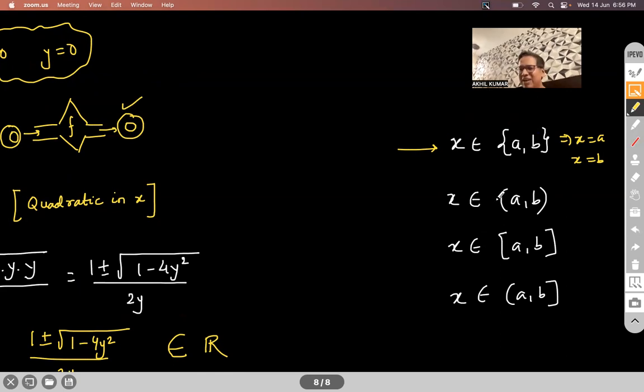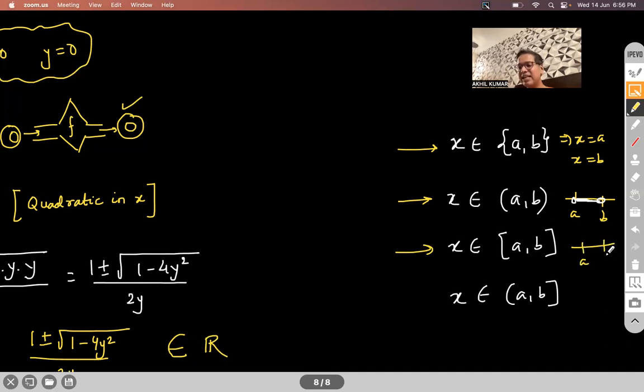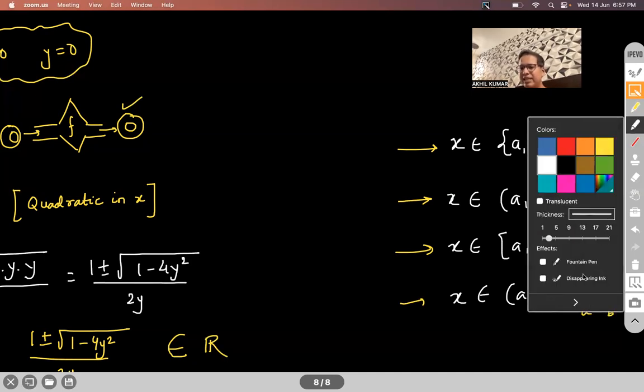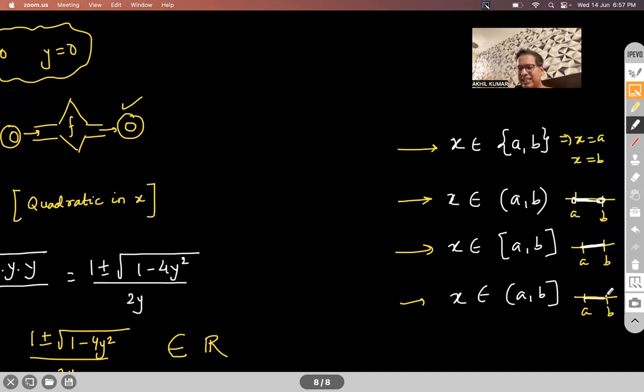Got the point? If you write like this, then the teacher will think as if A and B are two real numbers and you are writing all real numbers between A and B, excluded. Correct? If you write like this, then how will the teacher infer it? The teacher will infer it as all real numbers between A and B, including A and B. Correct? And if you are writing it like this, how will the teacher infer it? The teacher will infer it as A to B, everything between A and B. Oh, sorry. Everything between A and B except A. Got the point?